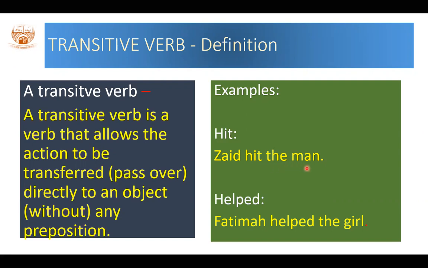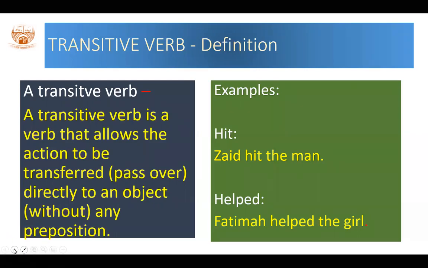So with transitive verbs, there will be direct objects. Look at the next example. Fatima helped the girl. So what is the verb? Helped. Who helped? Fatima. And who did Fatima help? The girl. There is a direct transfer of the action of helping to the girl, and we don't need any preposition. So a transitive verb allows the transferring or passing over of the action from the subject directly to the object without the need of any preposition.